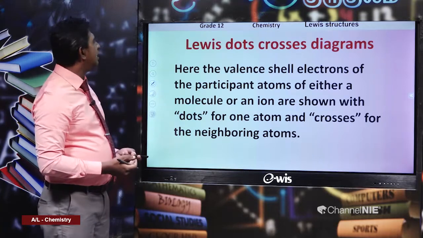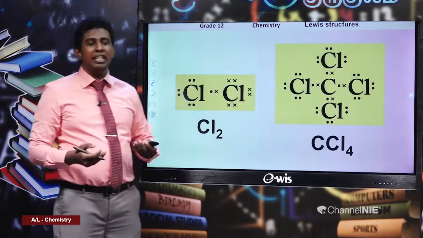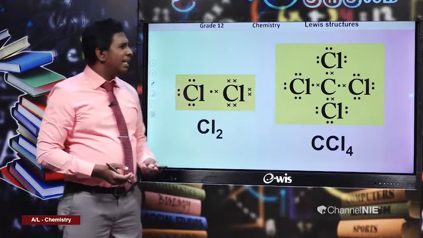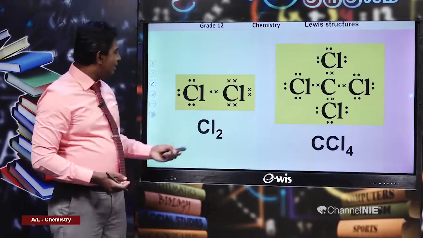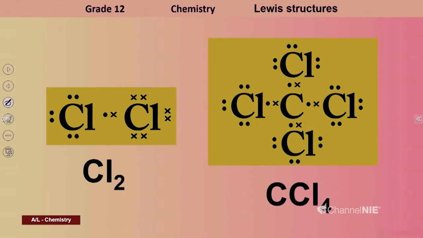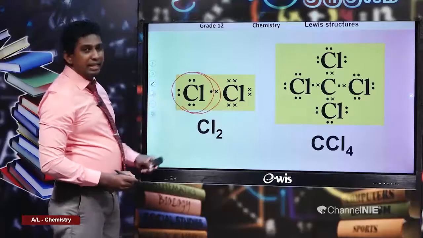Students, let's find more information regarding the Lewis dot and cross diagram. It's the same 2 molecules I have given, Cl2 and CCl4. Then these are the electrons that came with that chlorine. But after sharing, now all of these, including this cross, belong to the valence shell. We call it the valence shell of chlorine, the outermost shell. So it is now carrying 8 electrons.